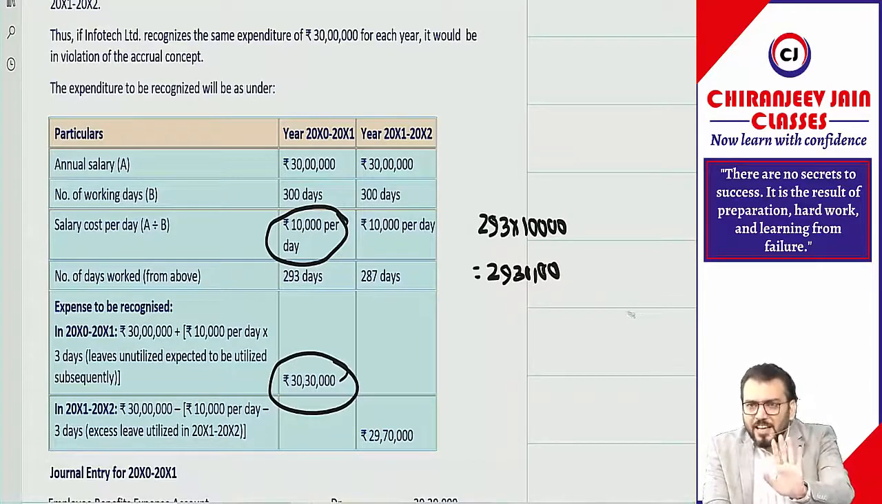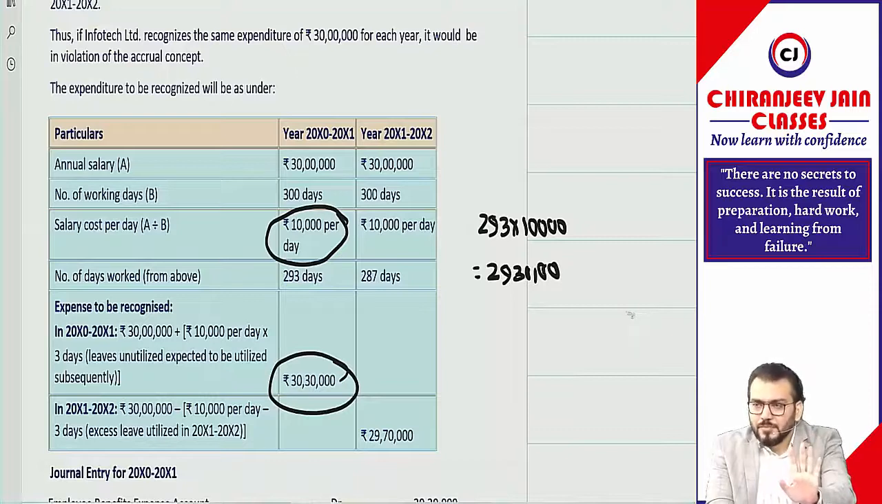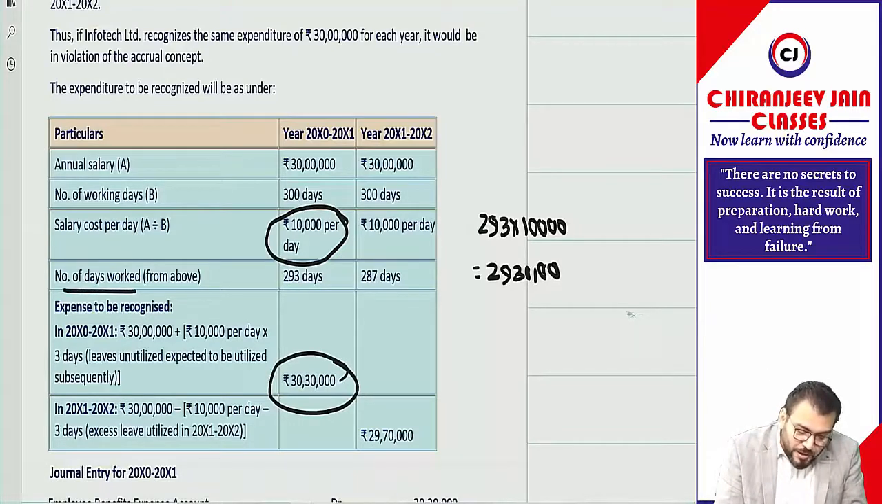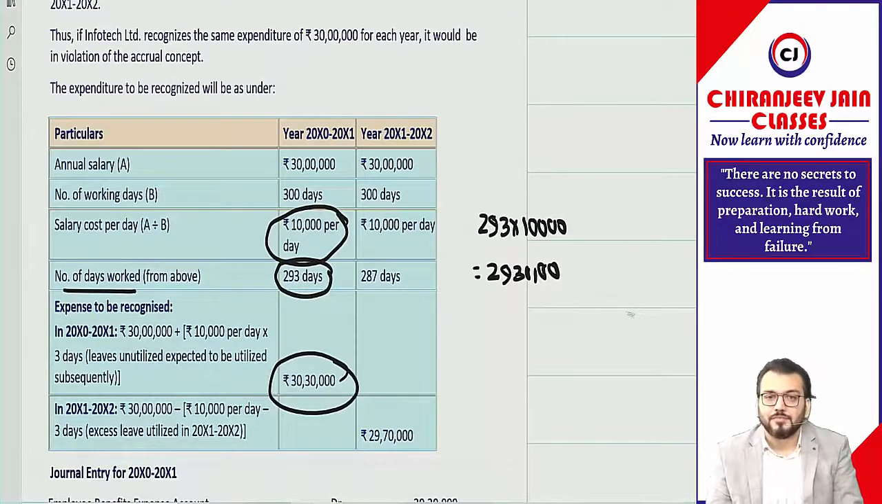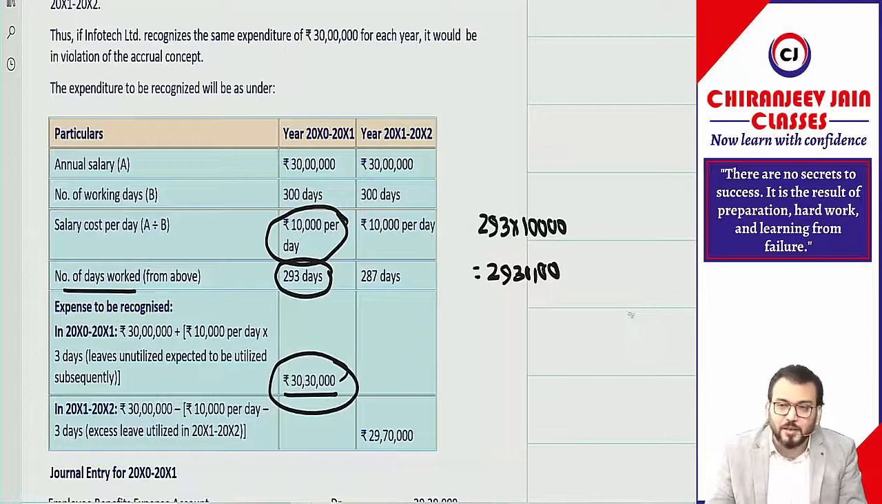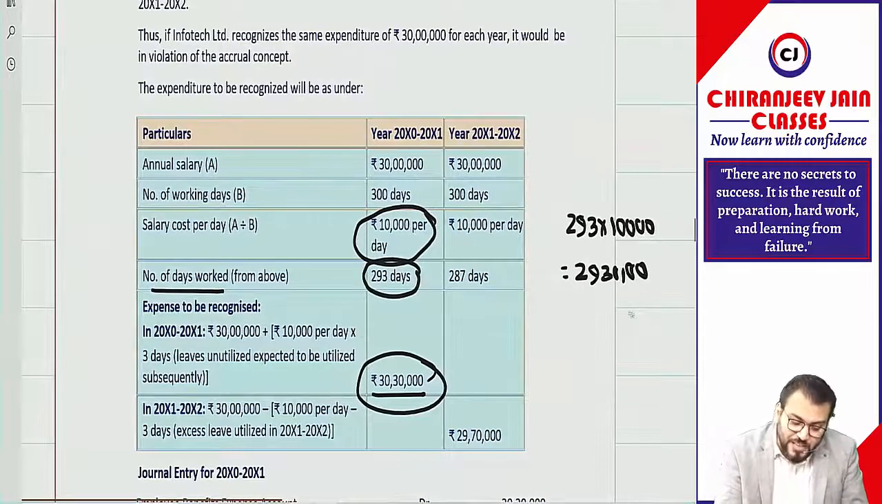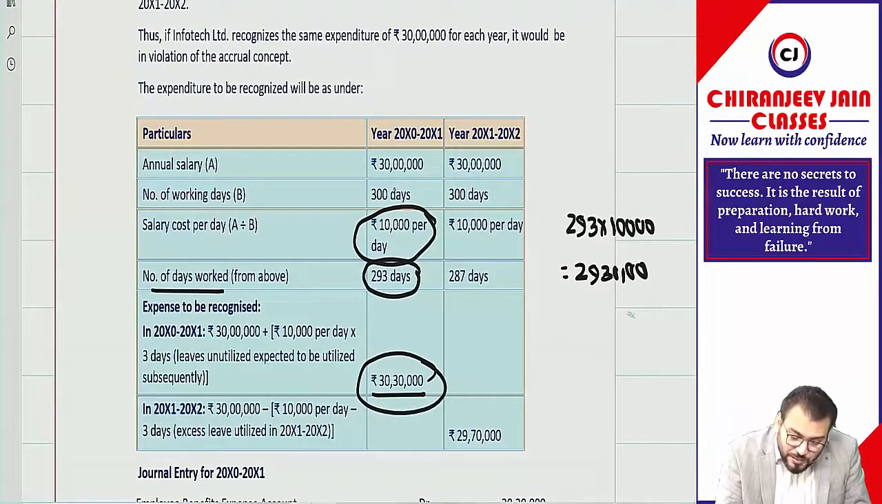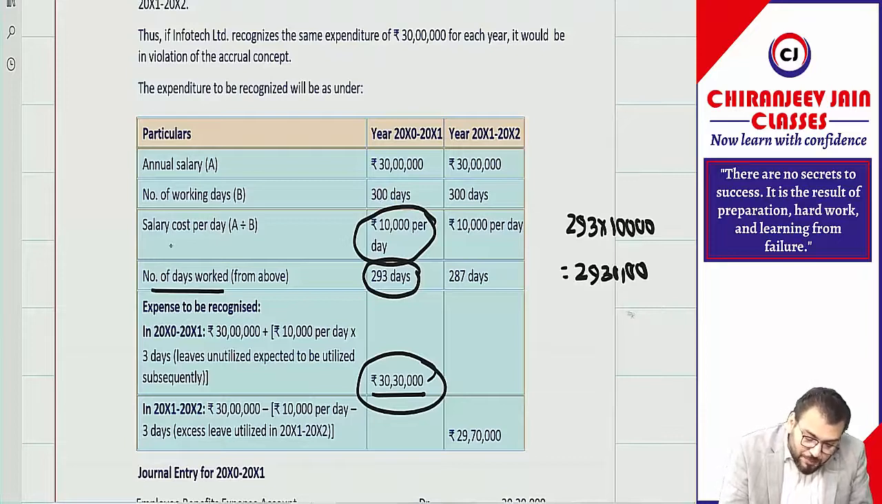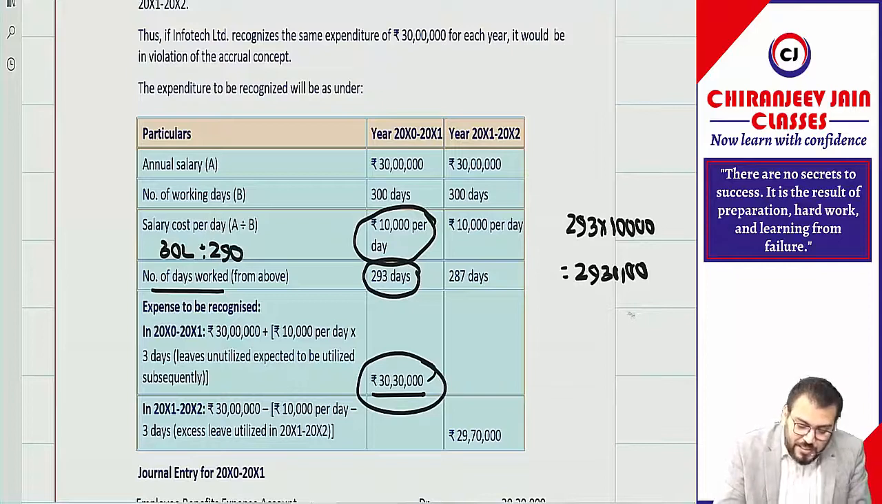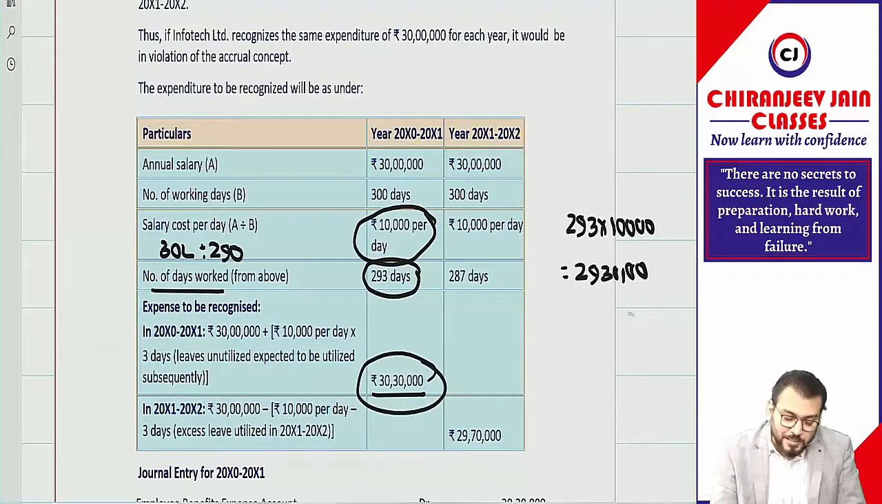If you are saying salary per working day is 10,000 and they have given number of days worked as 293 days, then it should be 293 into 10,000. But why are you giving 30 lakh 30,000? Are you able to understand whatever I am saying? Means if you are considering 300 days inclusive of 10 days, then your salary per working day should be 30 lakh divided by what? 290. Either you do this or you follow my suggestion.